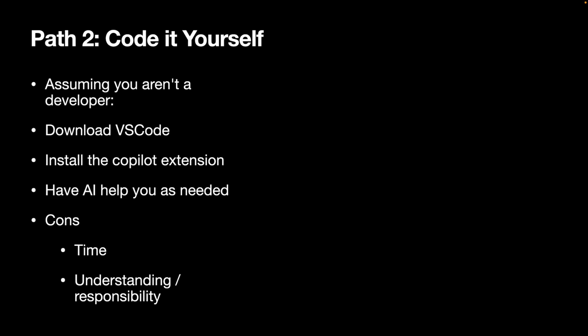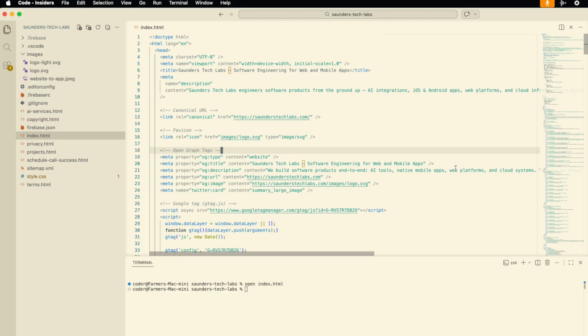Path number 2 would be to code it yourself. So no longer using no code, but you're using actual code. And assuming you aren't already a developer, some basic steps here would be to download VS Code, install the Copilot extension, and have AI help you as needed. Let me show you that.